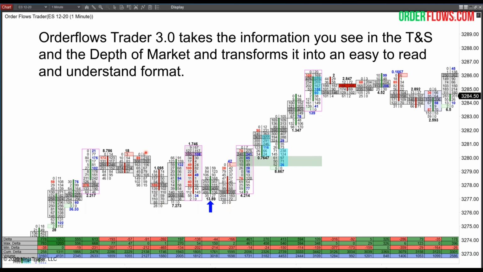So what you saw on the time and sales, what you saw on the dome, right? You could take all that information and put it into a neat, easy to read format that, once you understand what you're looking at, you can make better, more informed trades.